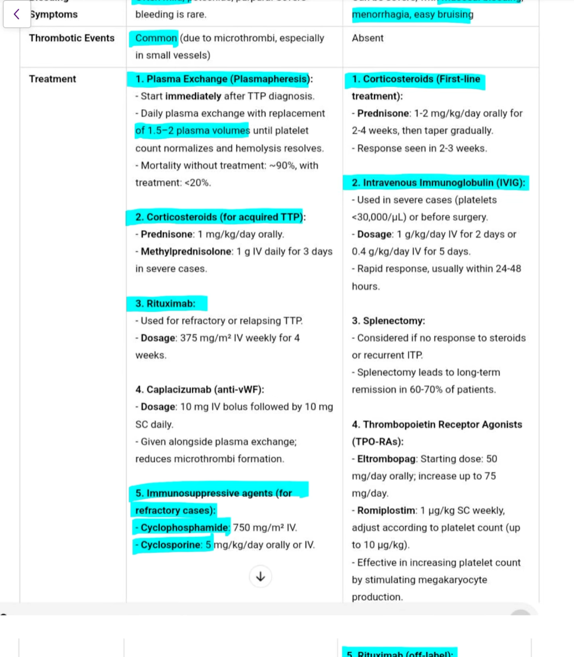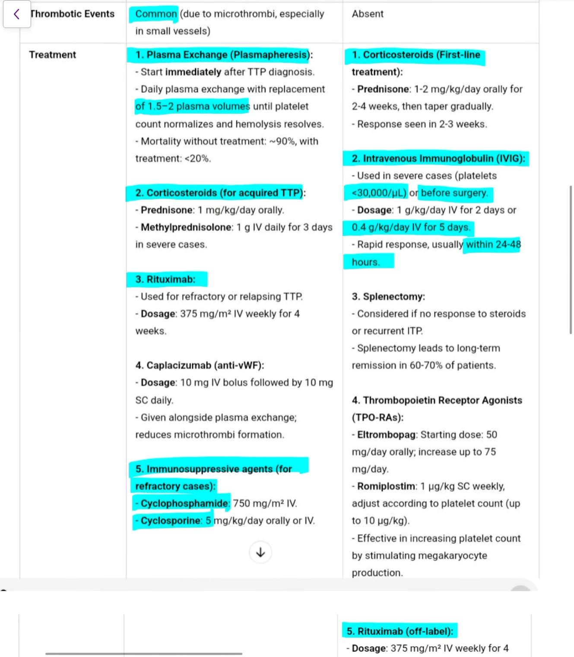The dose is 0.4 gram per kg per day for 5 days. That is a total dose of 2 gram per kg, divided over 5 days. There will be a rapid response to the IVIG: within 24 to 48 hours, the patient's platelet counts will increase. So IVIG we use in severe cases when the platelet counts are less than 30,000, or before surgery.